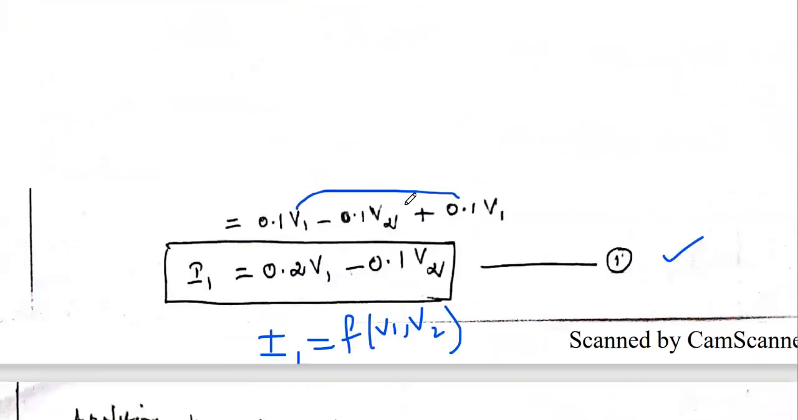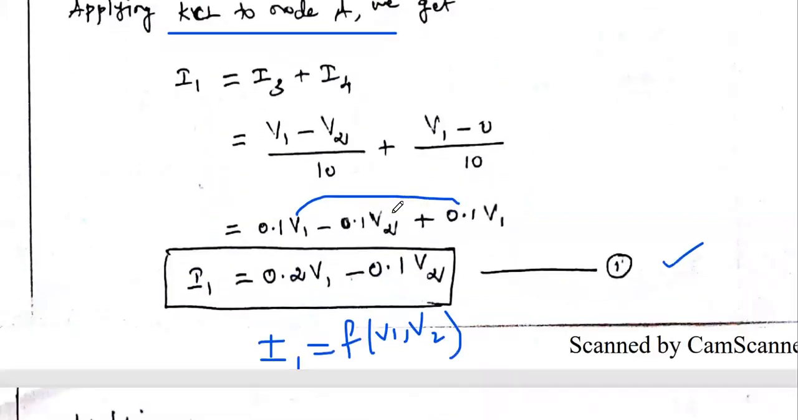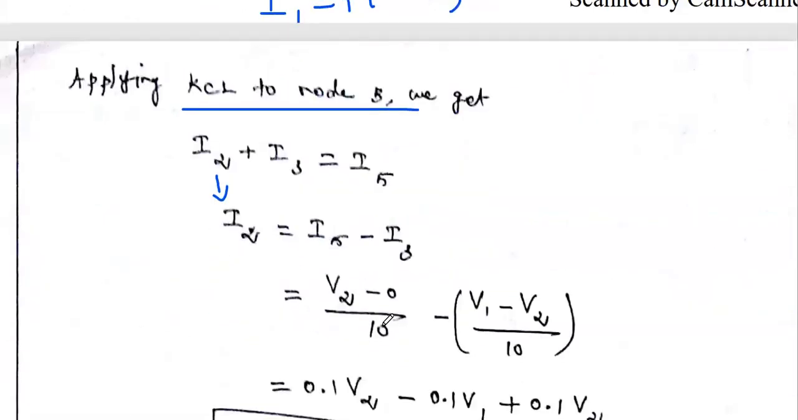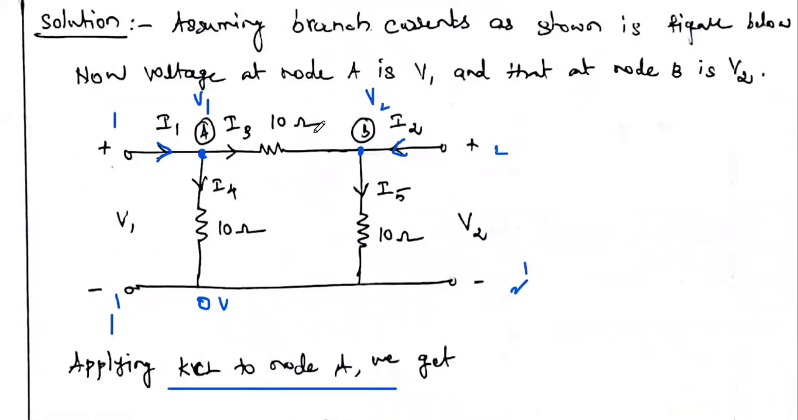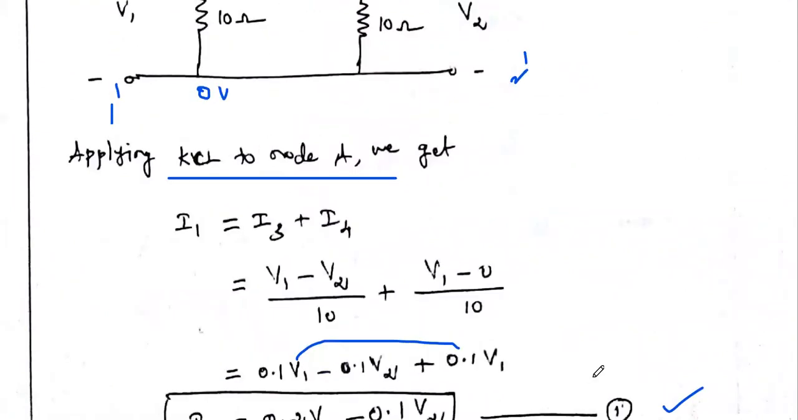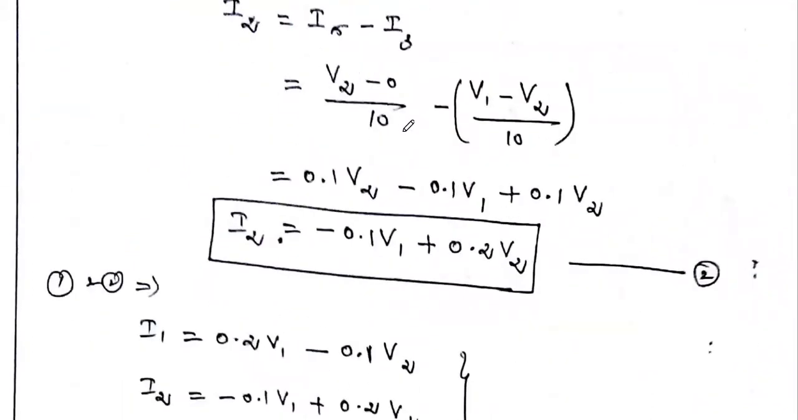And what is I5? See the diagram. I5 is the current flowing through this 10 ohm resistor. So I5 is nothing but the voltage at the starting node V2 minus 0, divided by 10, minus I3. What is I3? I3 is the current flowing through this 10 ohm resistor, so the starting voltage V1 minus the ending voltage V2 divided by 10. So you write V2 by 10, 0.1 V2, minus 0.1 V1, then minus of minus, plus 0.1 V2.